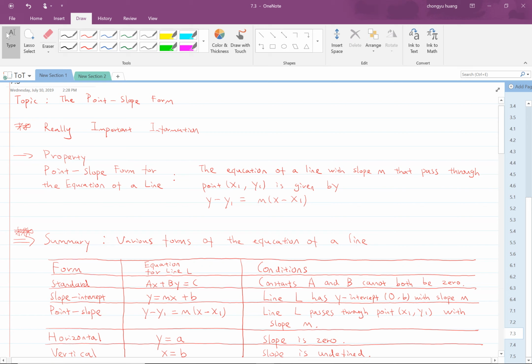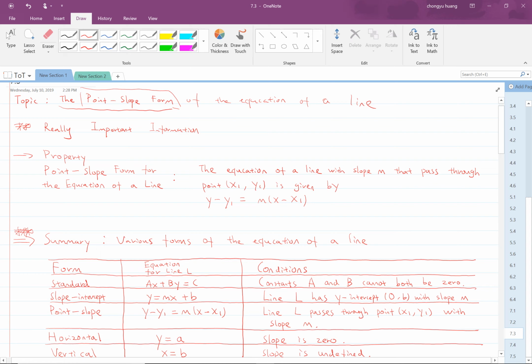Okay, so hello everyone. Our topic today will be the point slope form of the equation of a line. Let me actually write it a little bit better. Yeah, so our topic today is the point slope form of the equation of a line.